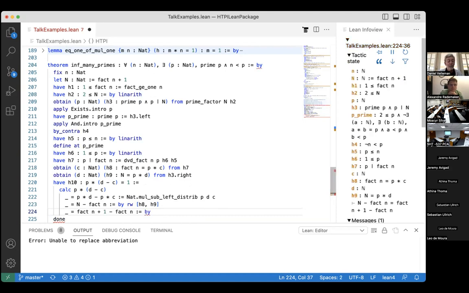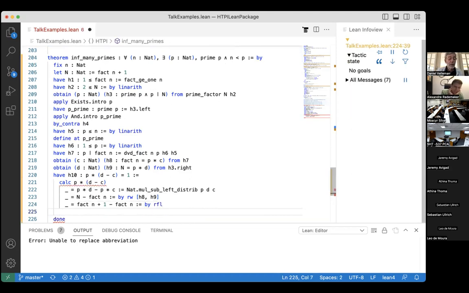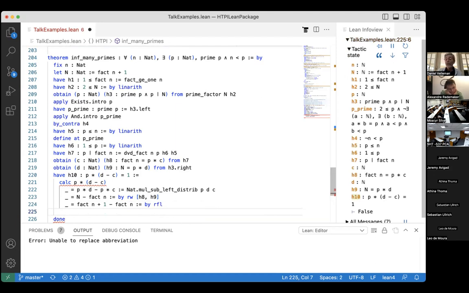Now, capital N, by definition, is N factorial plus one. Let me just fill that in. And so this is an equation where the two sides are just equal by definition. Lean regards this as the reflexive law for equality. This is something equal to itself. And I just have one more step now. This is equal to one.